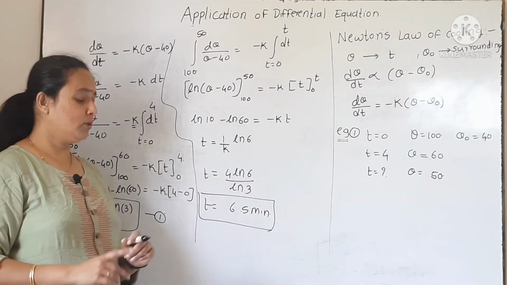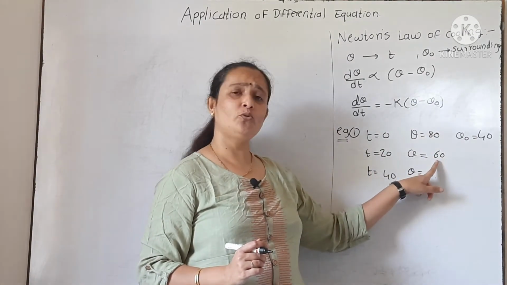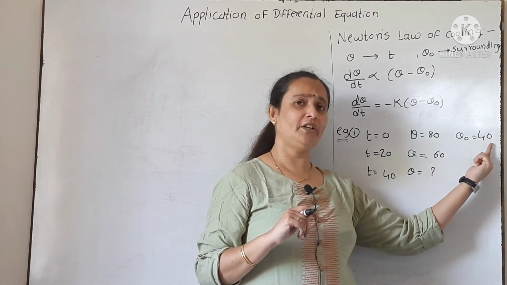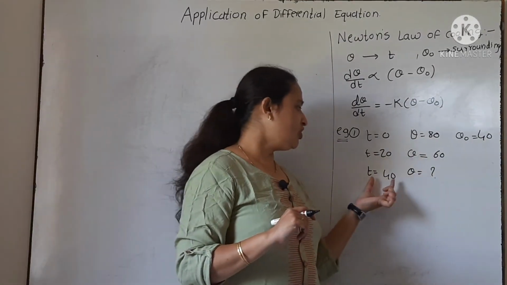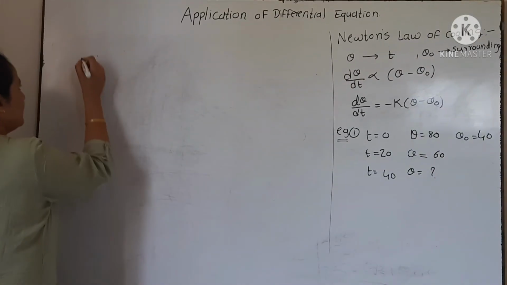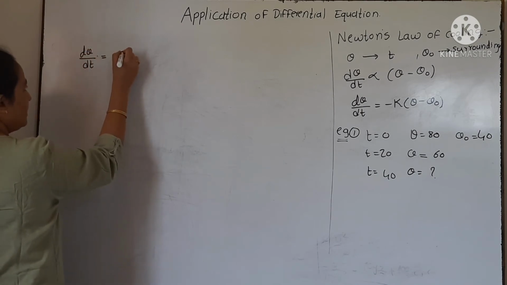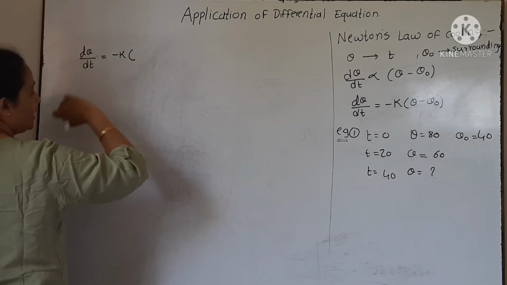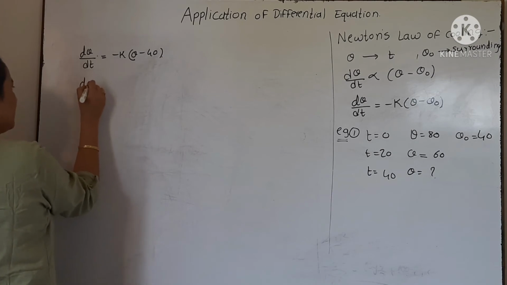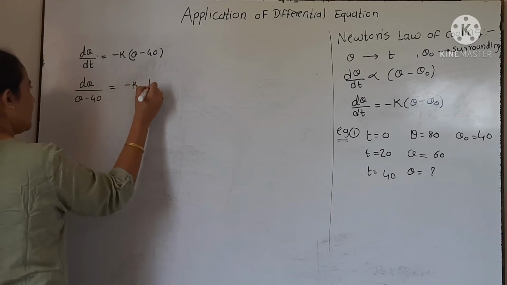We will consider one more. So initially the temperature of the body is 80, it drops to 60 degrees Celsius in 20 minutes, where the temperature of surrounding is 40 degrees Celsius. We want the temperature when the time will be 40 minutes. If you consider this example, we can say d theta by dt by Newton's law of cooling equal to minus k theta minus theta 0. Theta 0 is what here? 40 degrees Celsius, that is temperature of surrounding. So you will get d theta upon theta minus 40 equal to minus k dt.